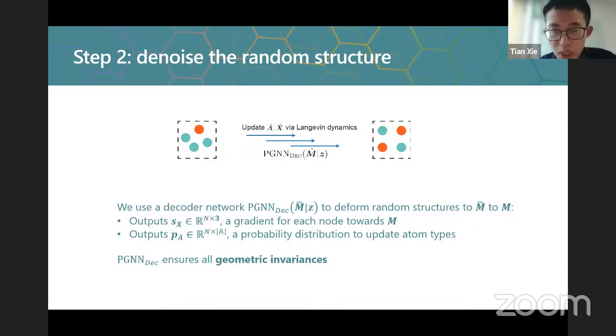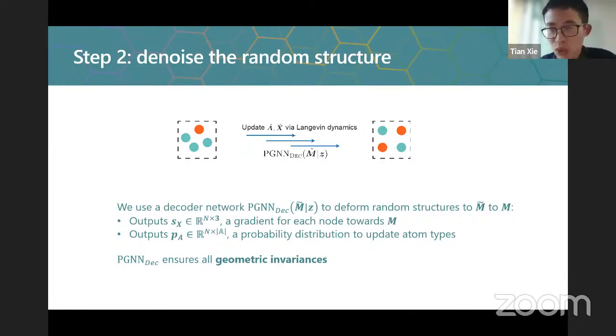This is done by a graph network that inputs a crystal structure, but also the latent vector. So it's a conditional graph neural network that tries to deform this structure into the final structure. The input of the graph neural network is the crystal structure, and the outputs are two pieces of information. One is a gradient for each node that points from a high energy structure to a low energy structure. Obviously, we don't use any force data to train the model, so everything is trained via a denoising objective. And the second output is for the periodic diffusion.